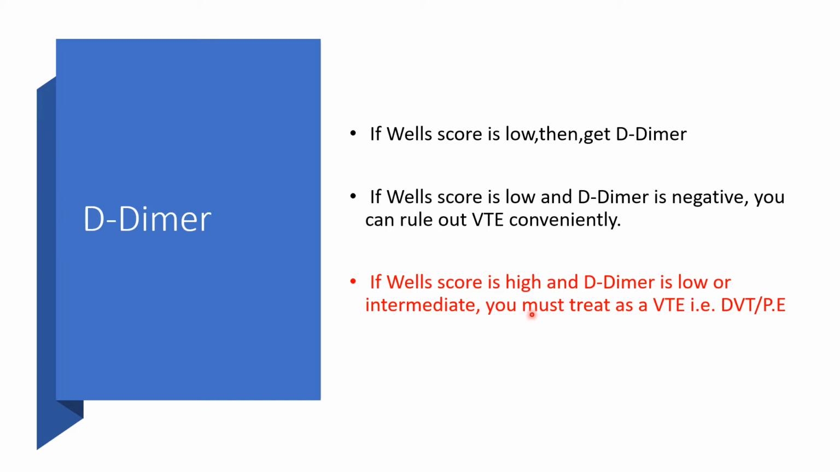Let me repeat. If you have carried out your Wells score and it's very high, regardless of what the value of D-dimer is telling you, you must treat as venous thromboembolism. That is DVT progressing to pulmonary embolism, depending on the presentation.